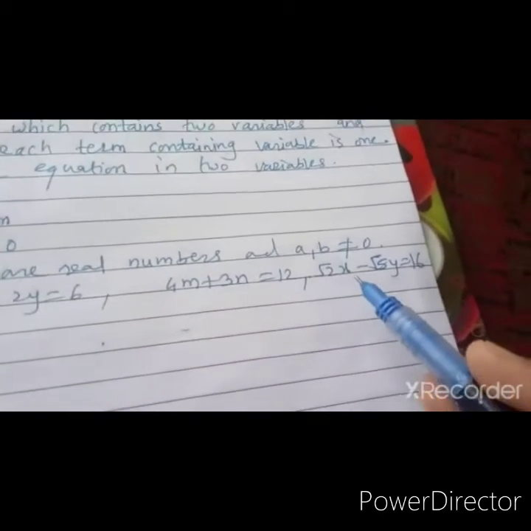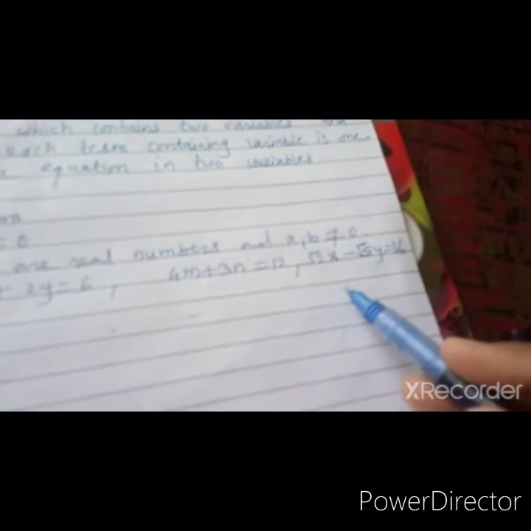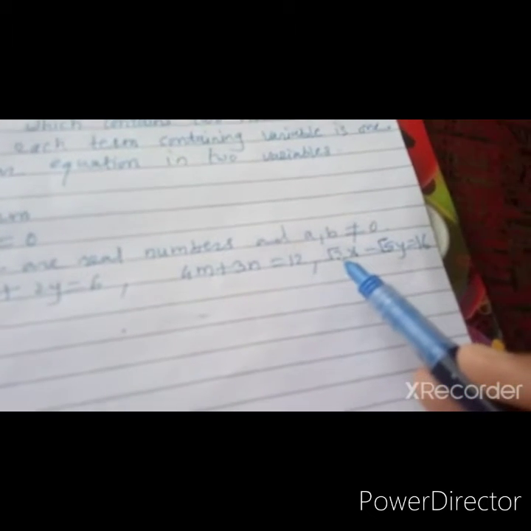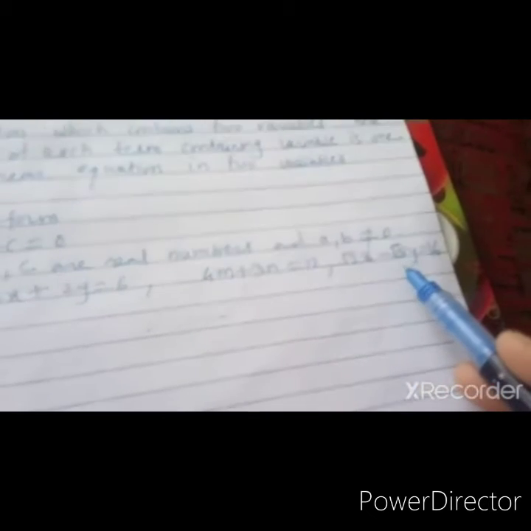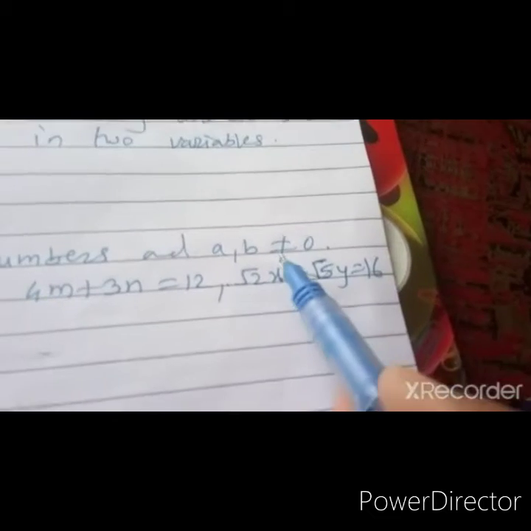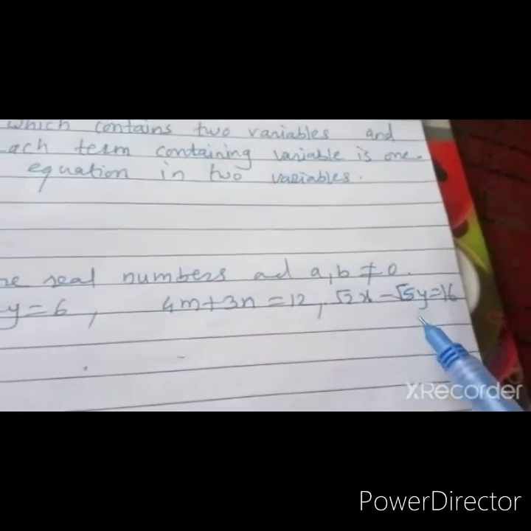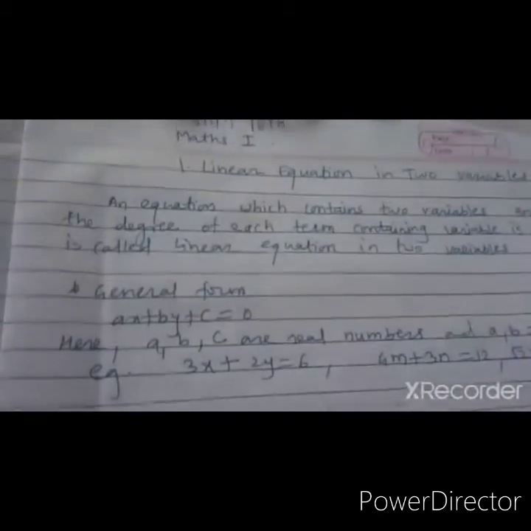Similarly, root 2x minus root 5y is equal to 16. Here we have taken two variables x and y, and here root 2 is an irrational number, root 5 is also an irrational number. So here the degree of x and y is 1, therefore this is also a linear equation in two variables x and y.